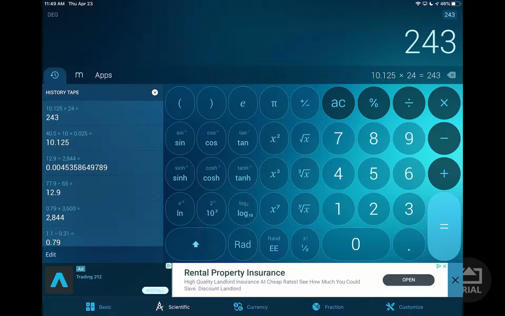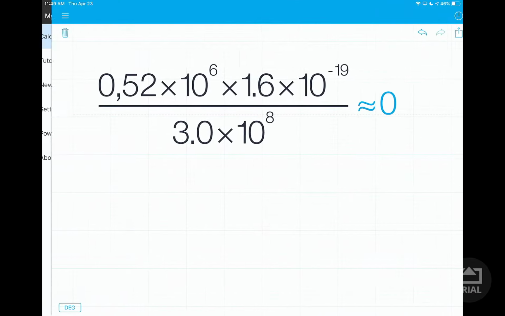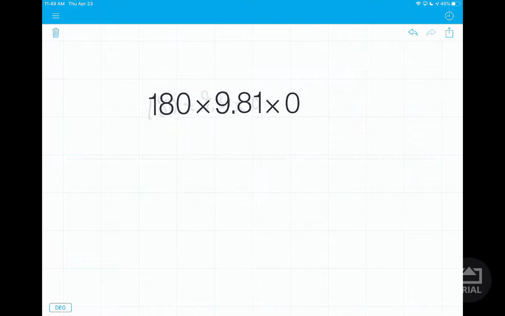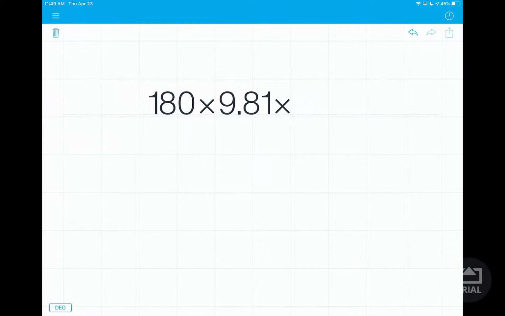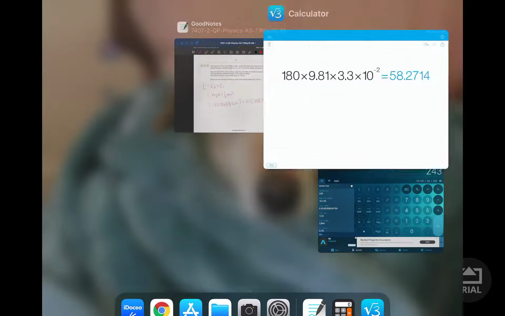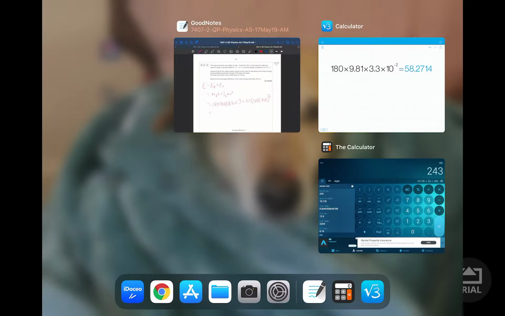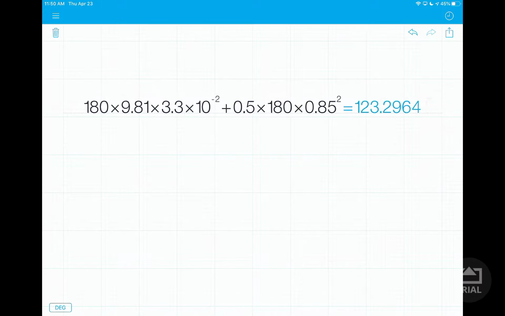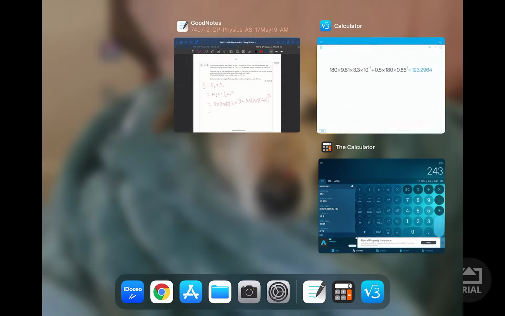Okay, actually let's try it with the calculator. So 180 times 9.81 times 3.3 times 10 to the minus 2, it said, right? Yep. Plus 0.5 times 180 times 0.85 squared is 123 joules.